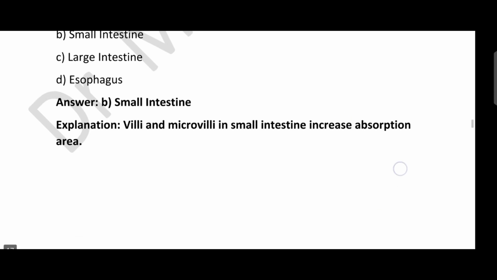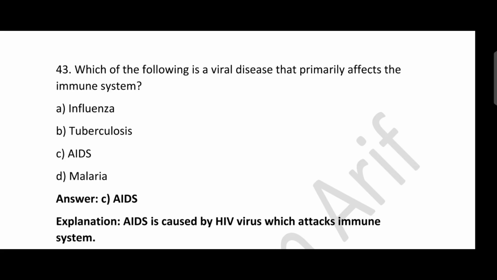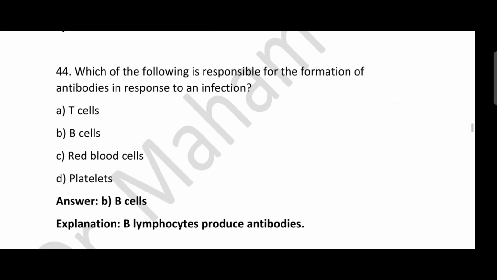Which of the following is a viral disease that primarily affects the immune system? Correct answer is option C, that is AIDS, because AIDS is caused by HIV virus which attacks immune system. Which of the following is responsible for the formation of antibodies in response to an infection? Correct answer is option B, that is B cells, because B lymphocytes produce antibodies.